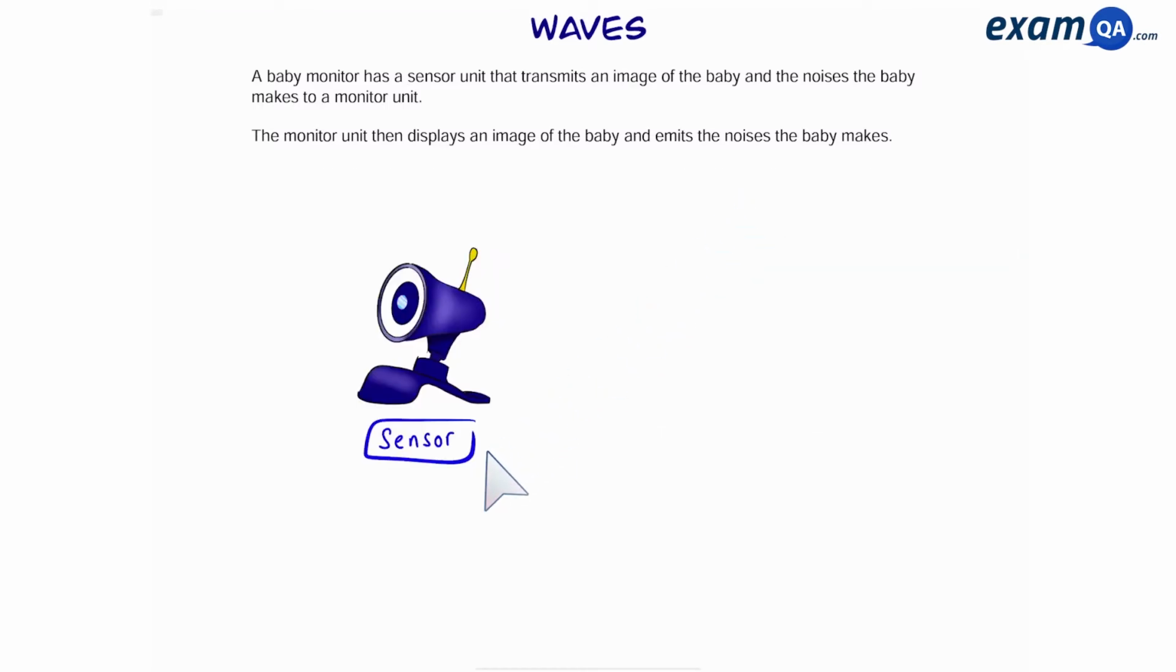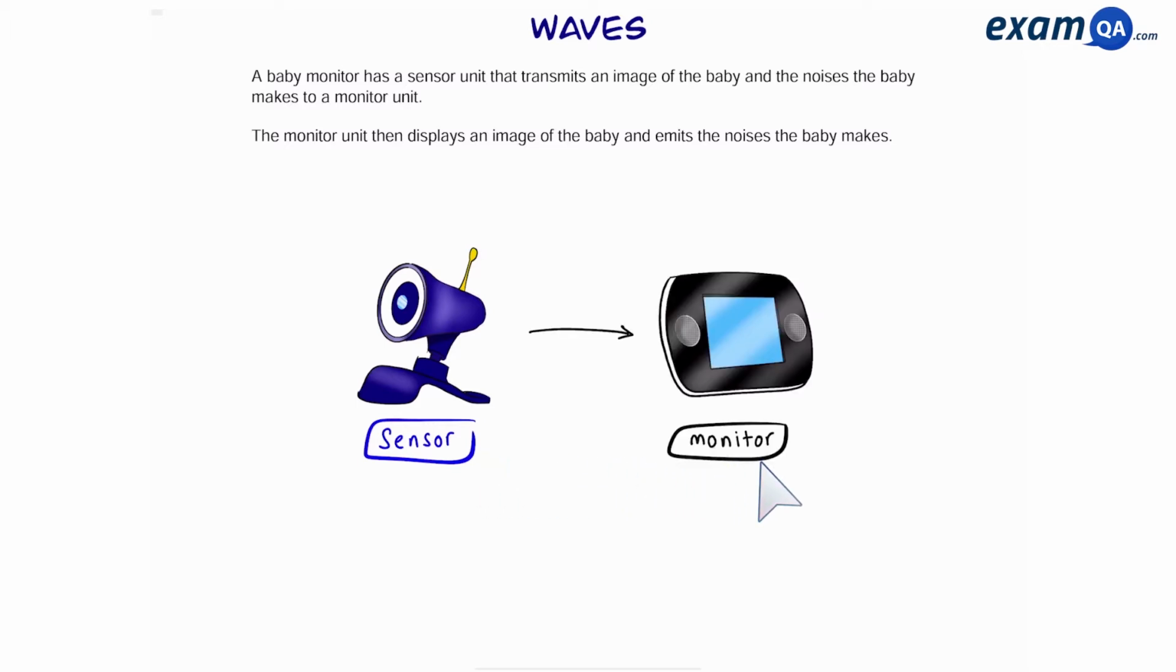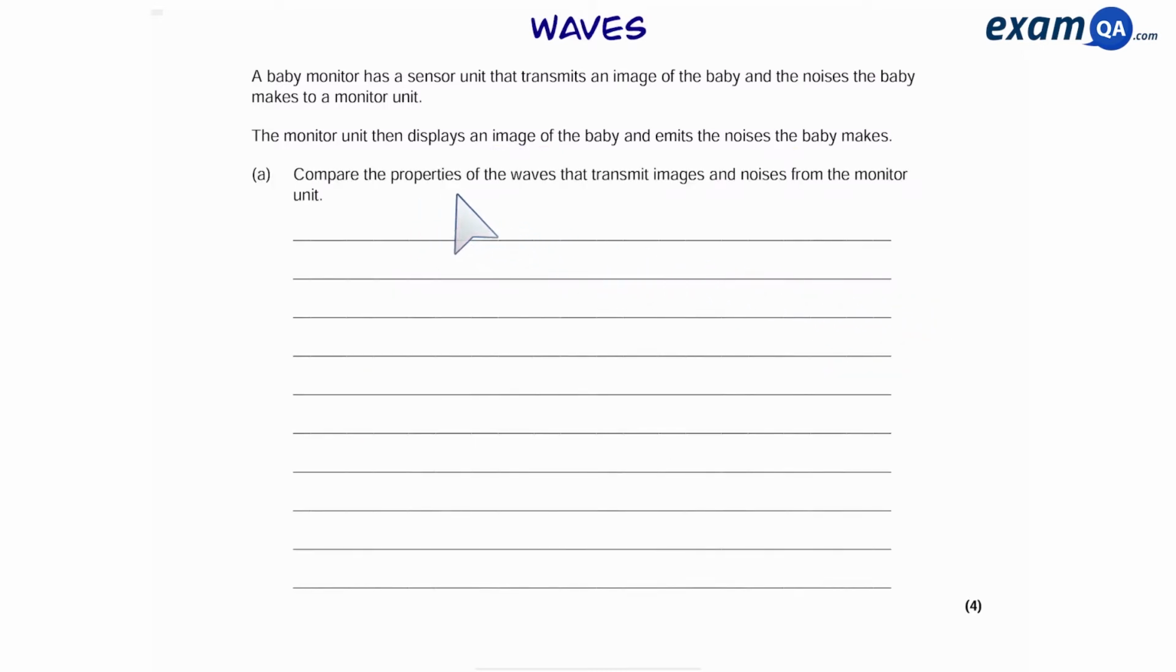Okay, so we have a sensor unit which picks up visible light coming off the baby and also sound. Then it sends this information to a monitor unit which then displays an image of the baby by releasing light waves and also emits the noises the baby makes via sound waves. The question is saying compare the property of the waves that are released. In other words, compare the properties of light versus sound.